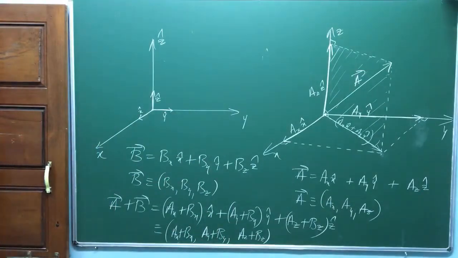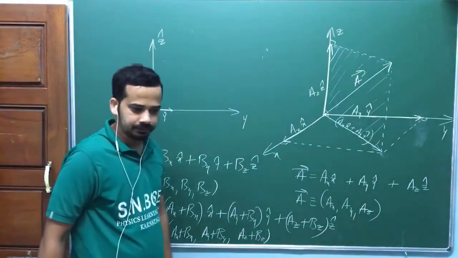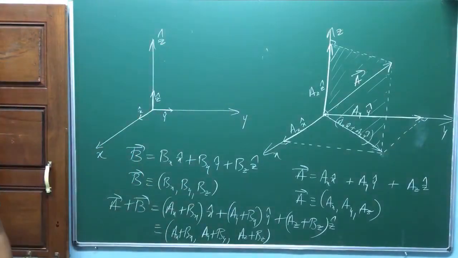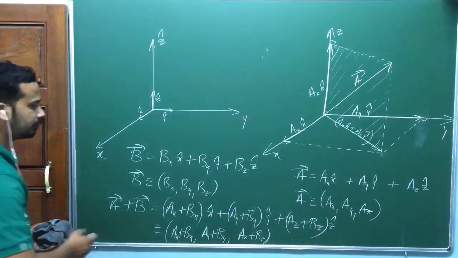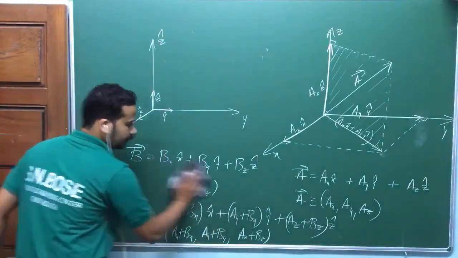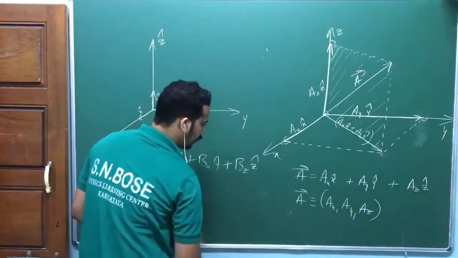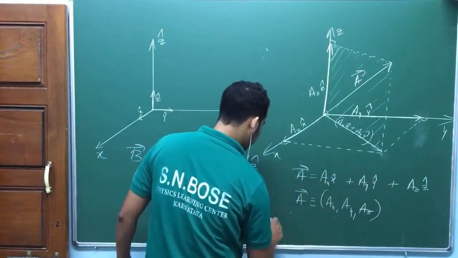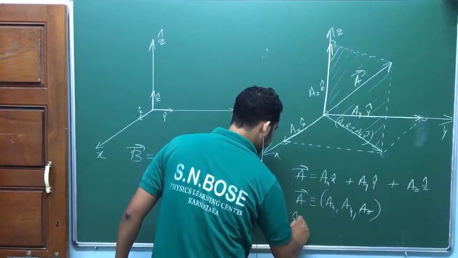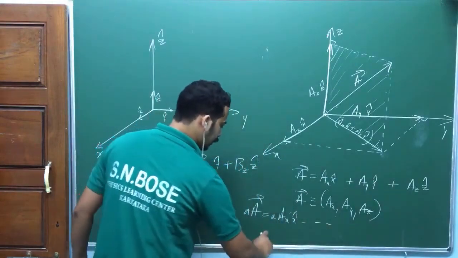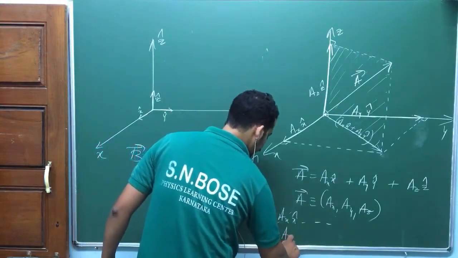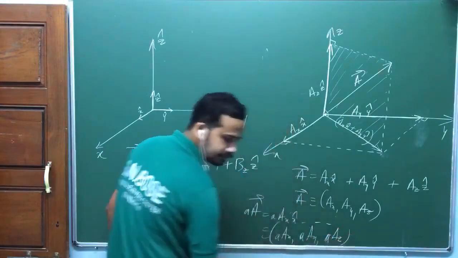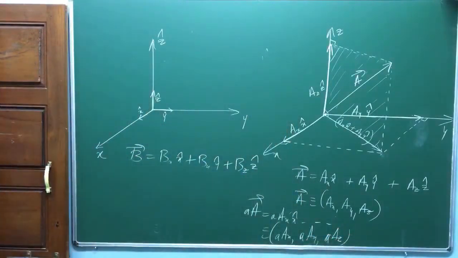To add vectors, add their components, isn't it? To subtract vectors, subtract their components, isn't it? That's how you can deal with them. Suppose you want to multiply a vector by a scalar a. Then each of the components is multiplied by that scalar: a into ax, comma, a into ay, comma, a into az, isn't it? Very simple.